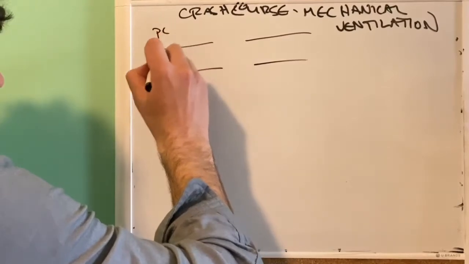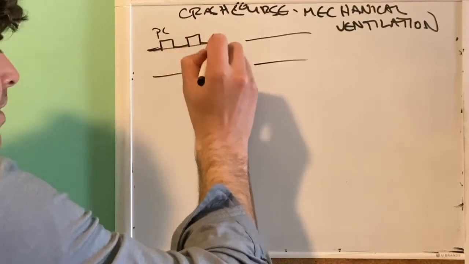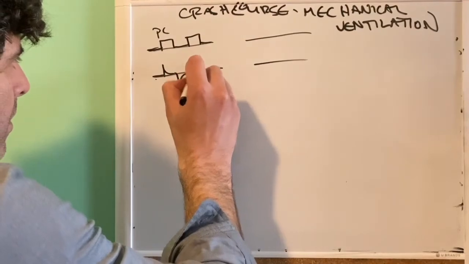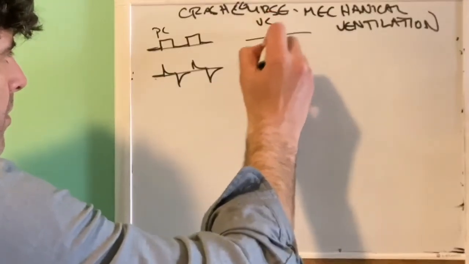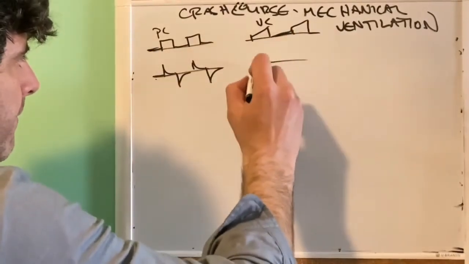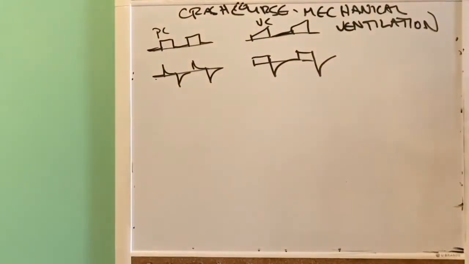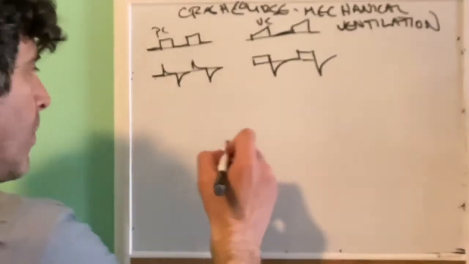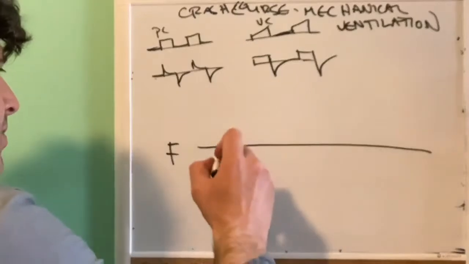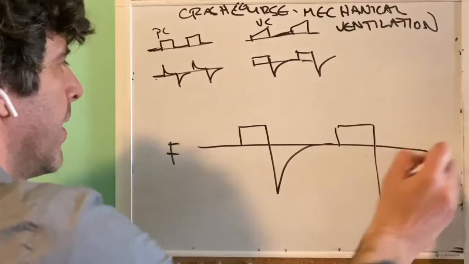So this will be pressure control. And so I'm not drawing any PEEP on these patients. All right, there's no PEEP. And this is volume control. Okay? And so let's just look at one flow curve for the sake of argument. We'll look at volume control. All right.